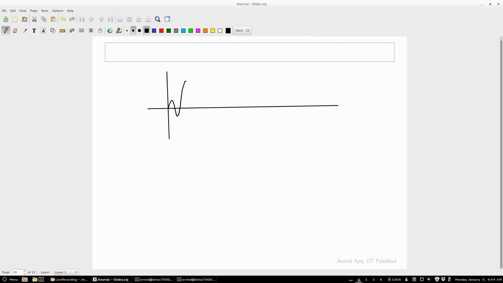Is it that the input must be a sine? Why do that?